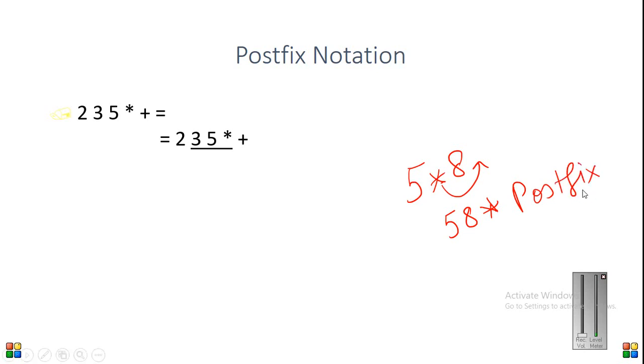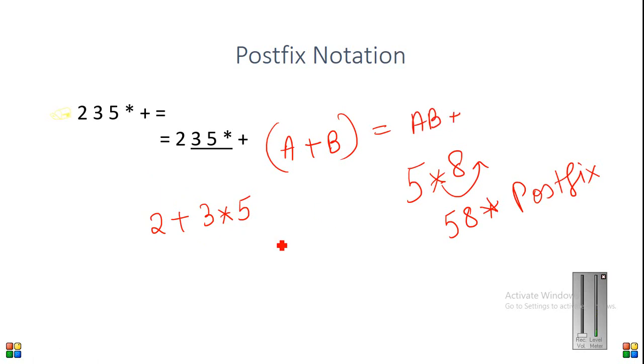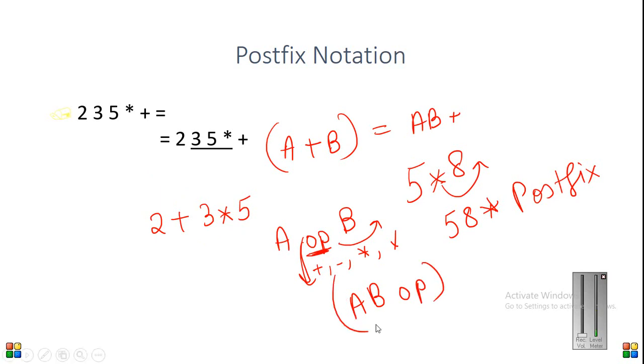Now you may say there can be multiple cases, right? So let us do one thing. Let us have this expression, right? 2 plus 3 into 5. So by our basic BODMAS rule, in general, A plus B, the postfix will be AB plus, or in very general, A operator B, right? This can be plus, minus, multiplication, divide, anything. So the postfix will be A, B and the operator, right?